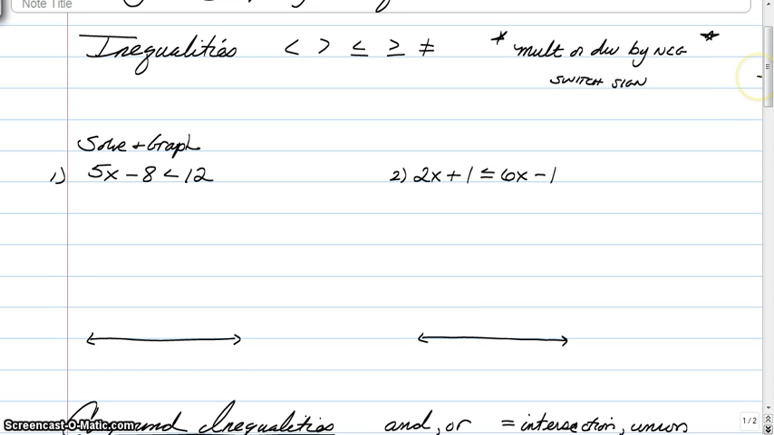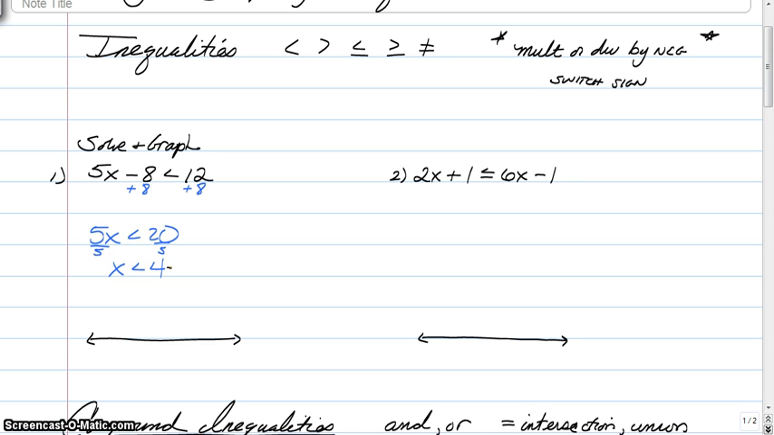So the first thing we're going to do is just take it nice and simple, and we'll start with 5x minus 8 is less than 12. It's just like solving for x in a regular equation. We're going to add 8 to both sides. We're going to have 5x is less than 20. Divide both sides by 5. And we finish with x is less than 4.